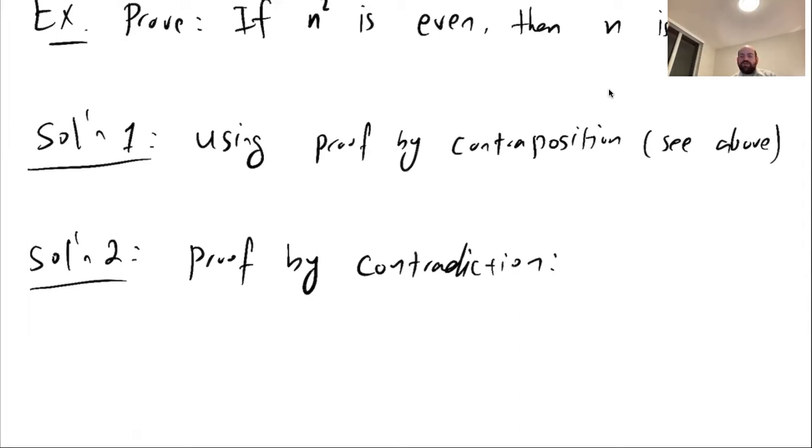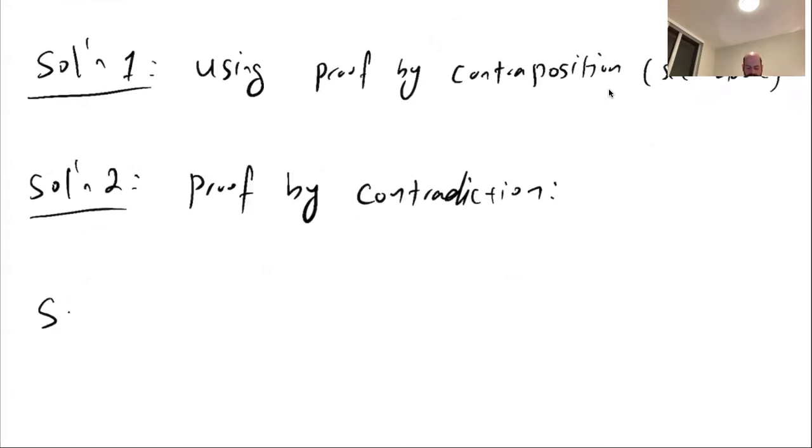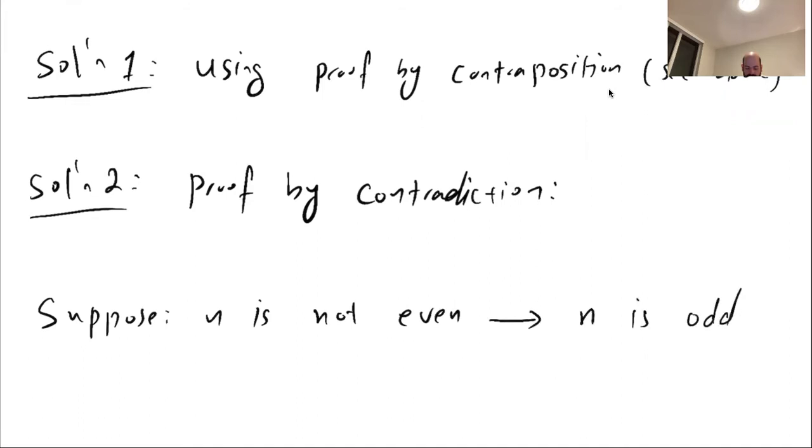In proof by contradiction, we must assume what we want to show is wrong. We want to show that n is even. So let's assume this is wrong. So suppose that n is not even. So that means n is odd. So that means n is equal to 2k plus 1 for some integer k.